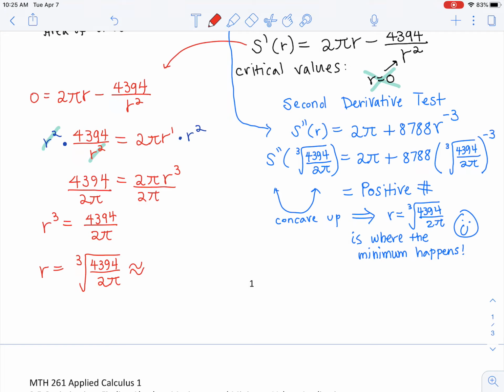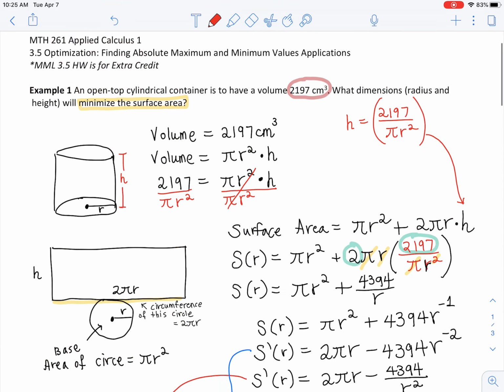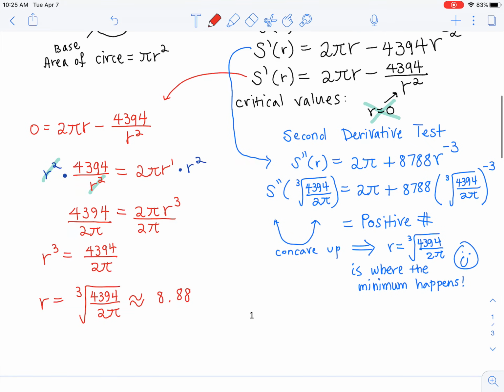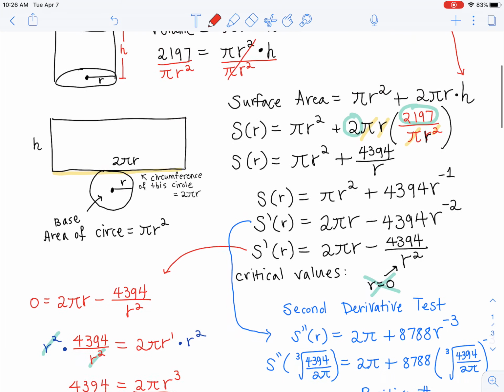What is cube root of 4394? Oopsies. Cube root of 4394 divided by 2 pi. The radius is approximately 8.88. What was the unit? Inches? Centimeters. Centimeters. So we got the radius. This radius will minimize the surface area.